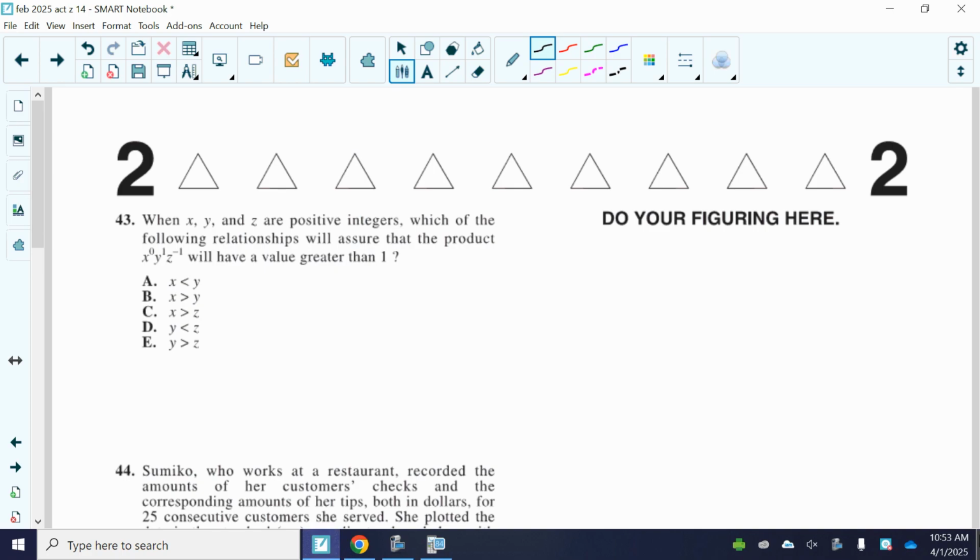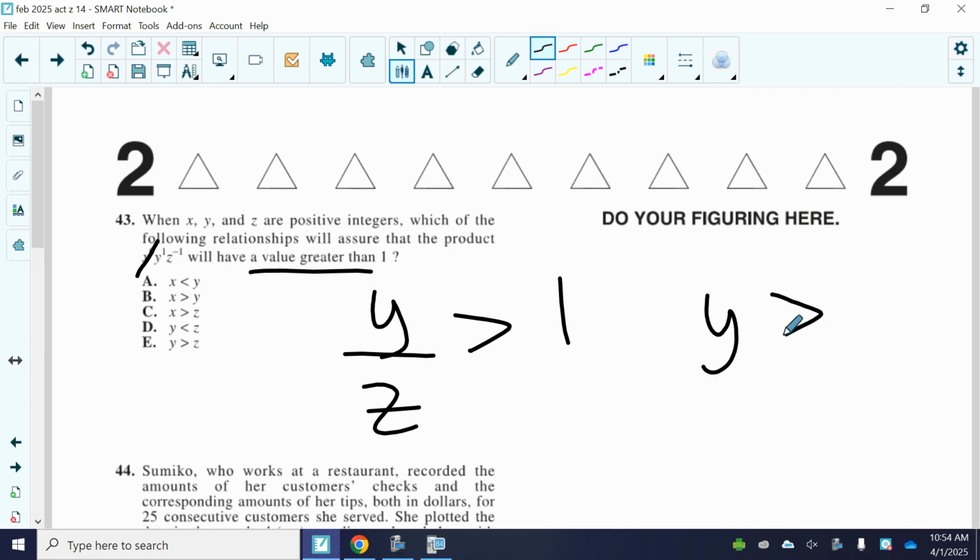Oh, x to the 0 is what, guys? 1. So it goes bye-bye. So the y, what's z to the minus 1? The z goes downtown, huh? So y over z has to be greater than 1. Cross multiply, y has to be greater than z.